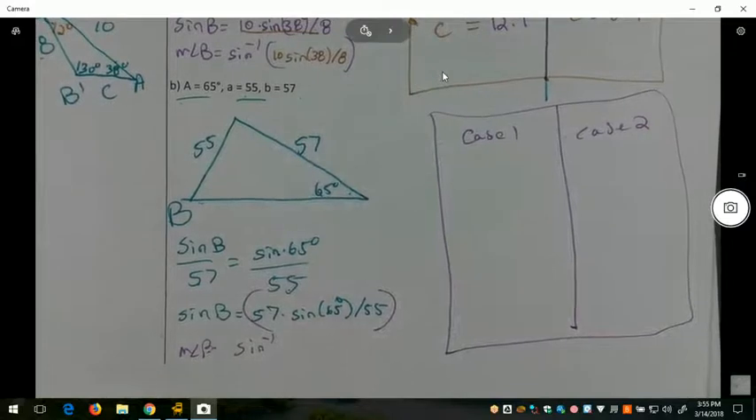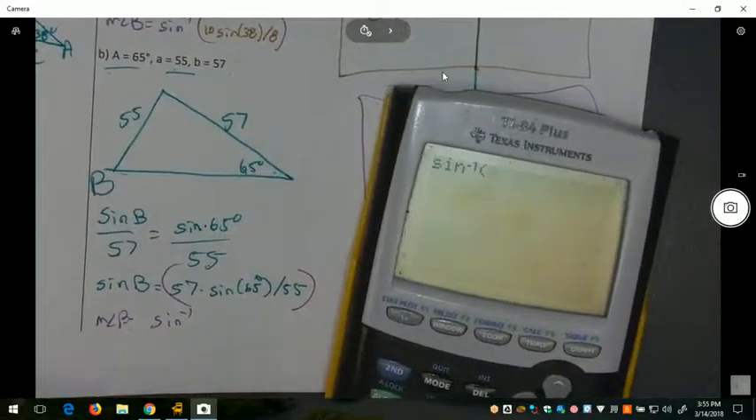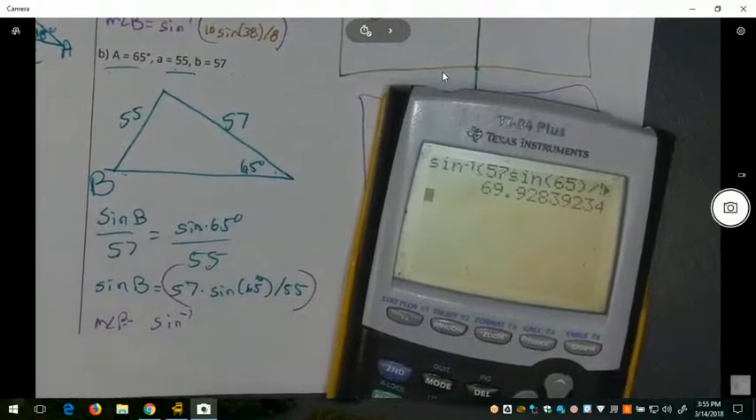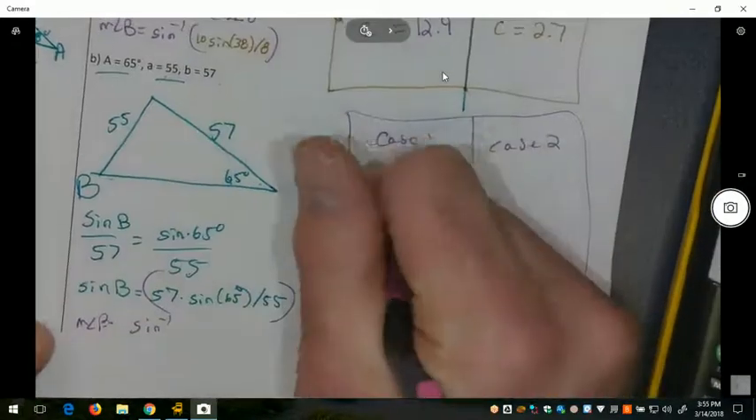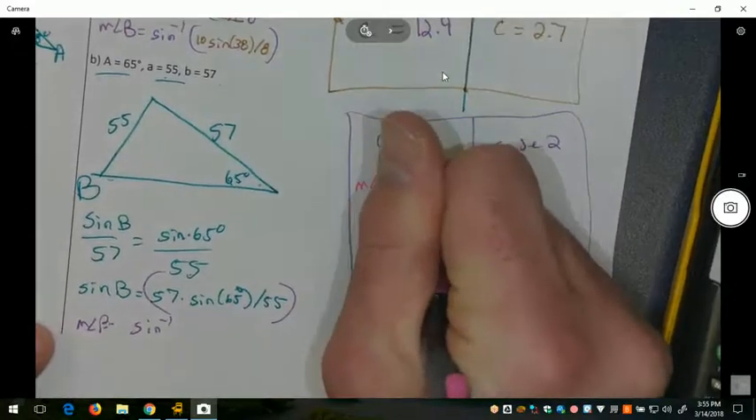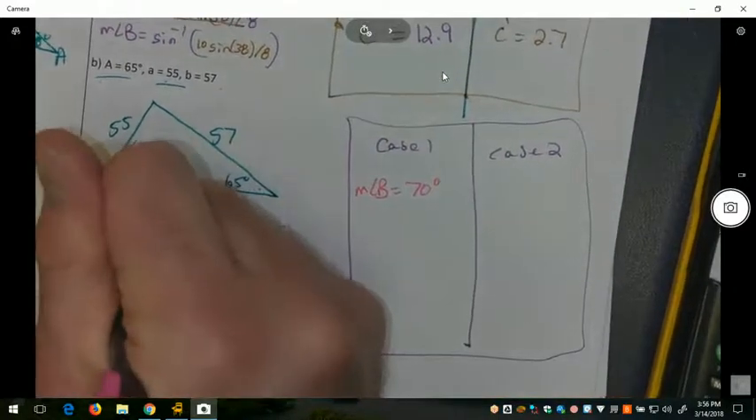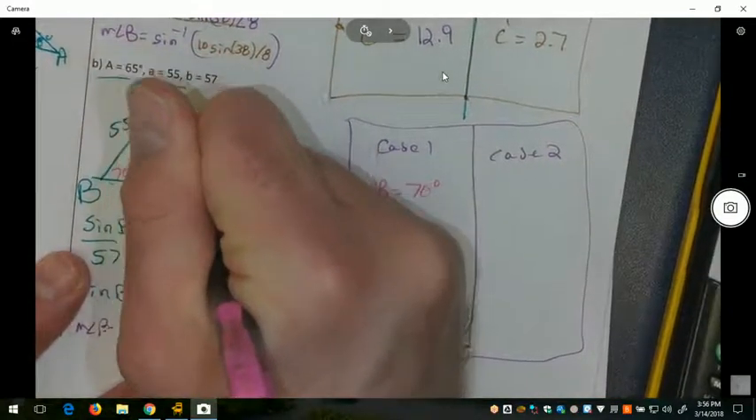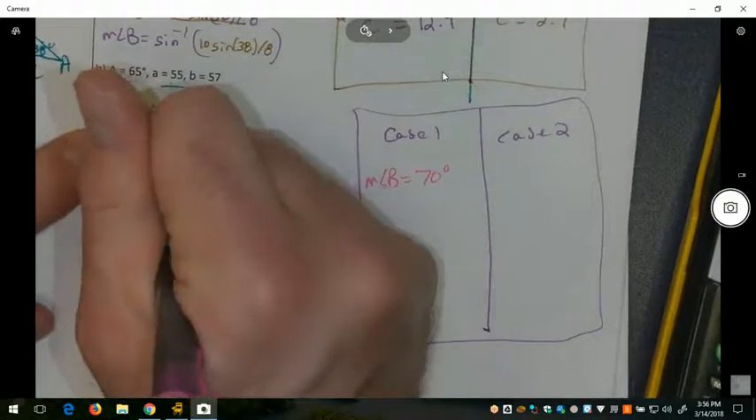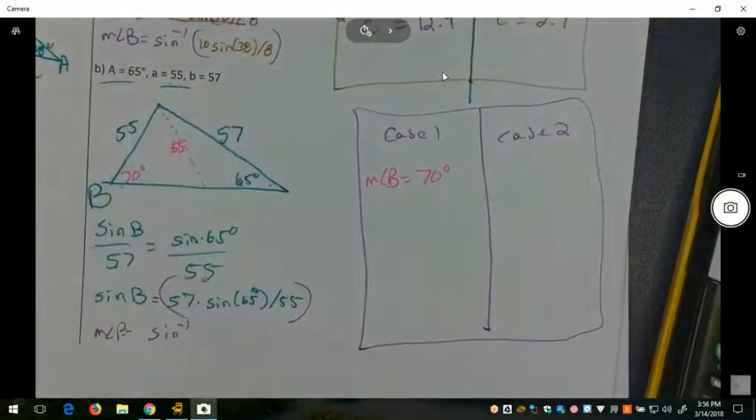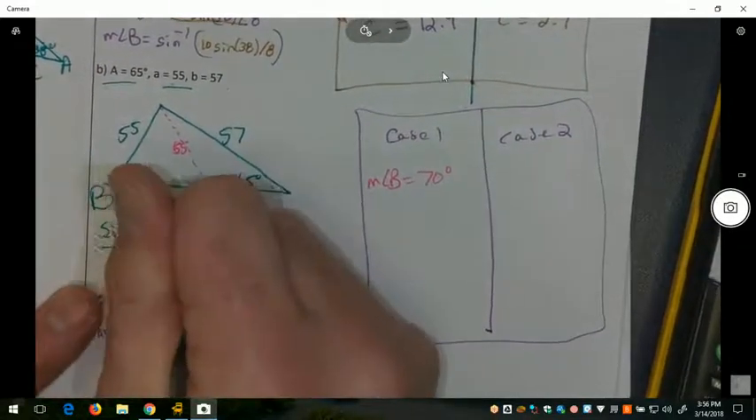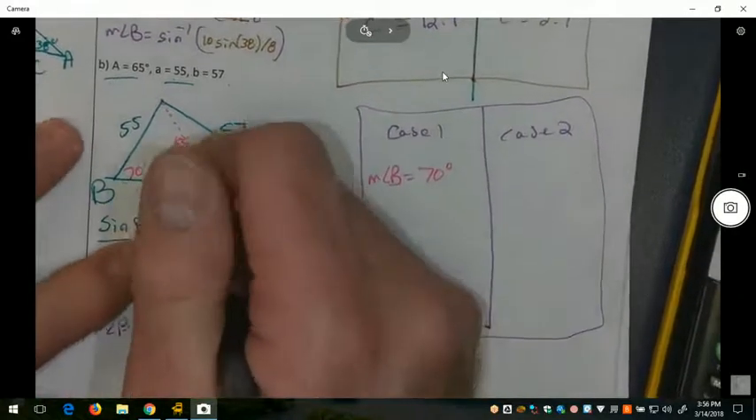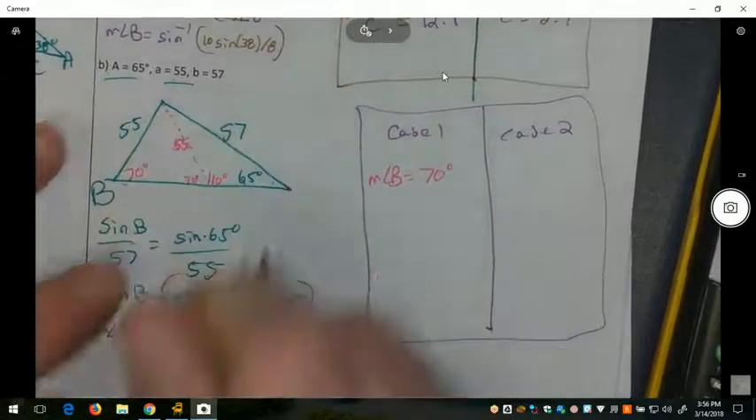So sine inverse of 57 sine 65 divided by 55 is 69.9, or 70 degrees. So the measure of angle B is 70 degrees, and that's in this triangle. Now, because there's the possibility that this leg of 55 pivots over to here, that would make this 70 degrees because it's an isosceles triangle. These angles have to be the same. 180 minus 70 would be 110.